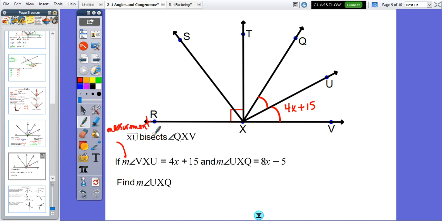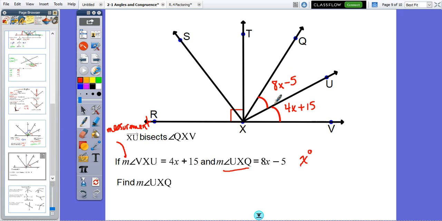That's where you just put the m because it's a long word. And when they talk about measurement, they want the actual value. So if the measurement of XUV is 4x plus 15, and the measurement of UXQ right here is 8x minus 5, the question is, what is the measurement of UXQ? So they want to know what's the actual numerical degree. What is the degrees of this? So we have some number of degrees. They want to know that.